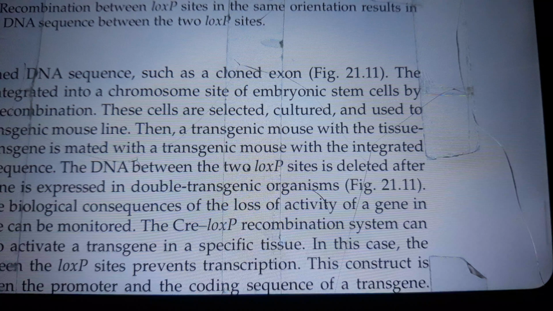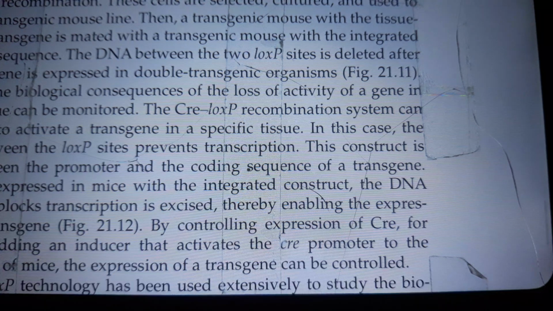Then a transgenic mouse with the tissue-specific KORAH transgene is mated with the transgenic mouse with the integrated LOXP flanked sequence. The DNA between the two LOXP sites is deleted after the KORAH transgene is expressed in double transgenic organisms. In this way, the biological consequences of the loss of activity of a gene in a specific tissue can be monitored. The KORAH-LOXP recombination system can also be used to activate a transgene in a specific tissue.